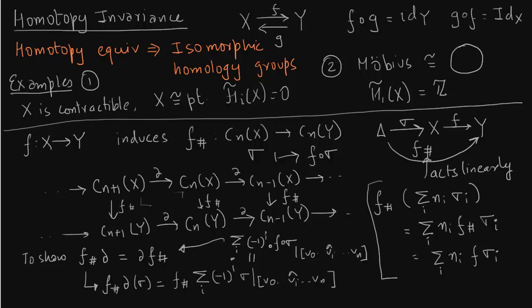You apply the boundary operator, and what you get is the expression inside, f naught sigma, which is acting on the simplex with ith vertex missing. This is what we get by using the boundary.